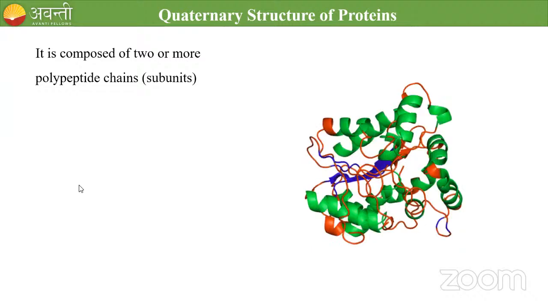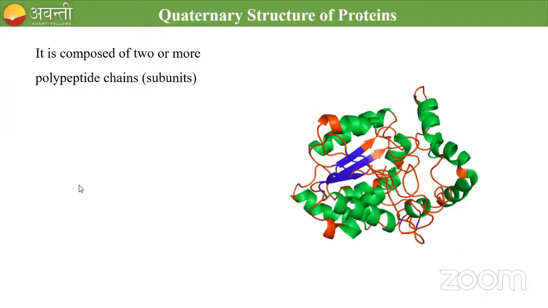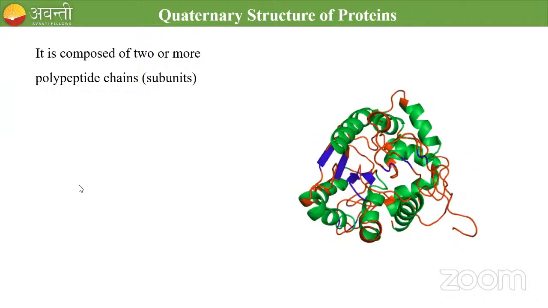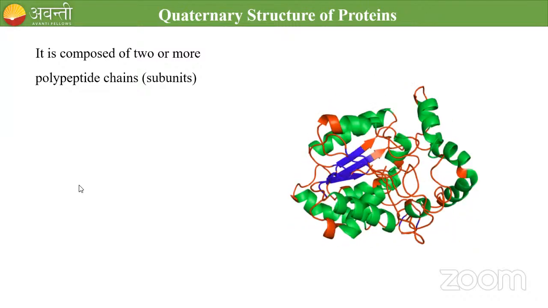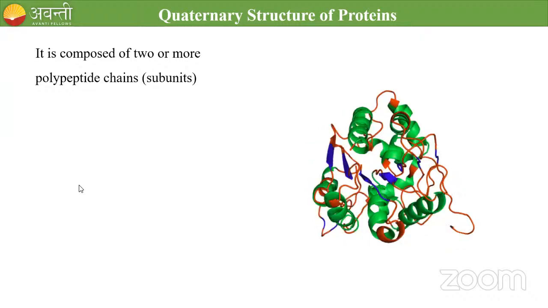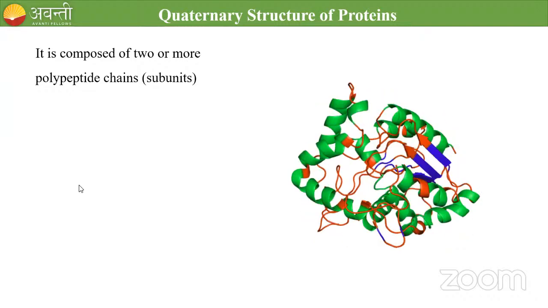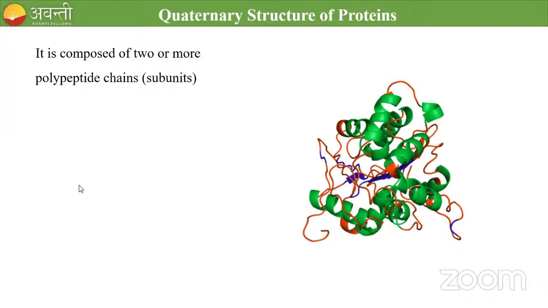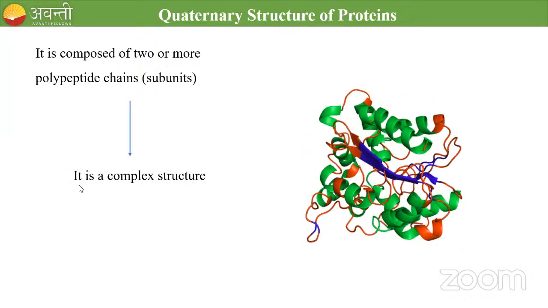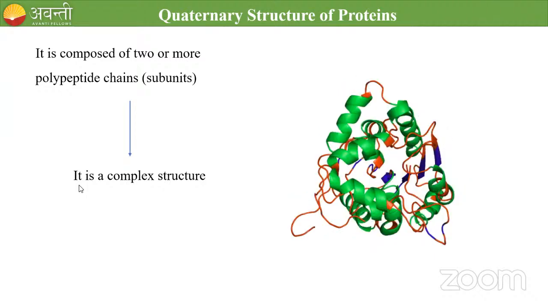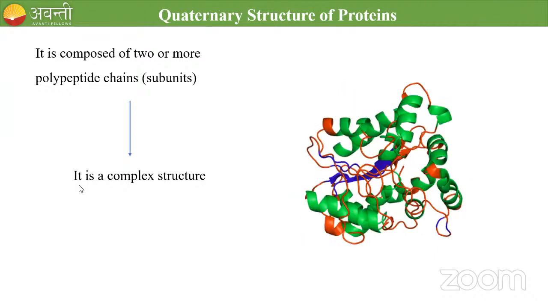It is having a green color, thick kind of folding and the other one is thin, right? So it is composed of two or more than two polypeptide chains or subunits, and we cannot understand the structure. So the name of the structure is complex. It is a very complex structure.